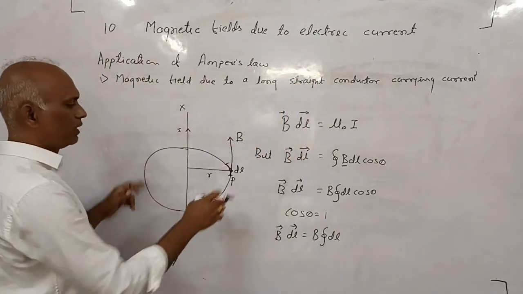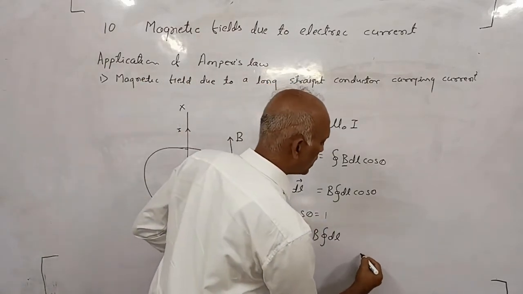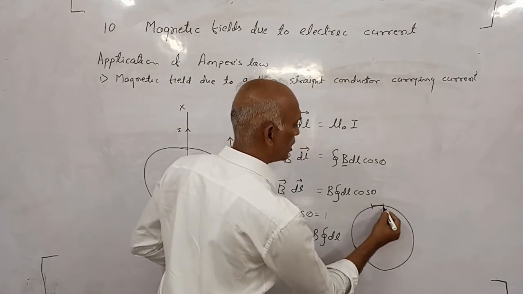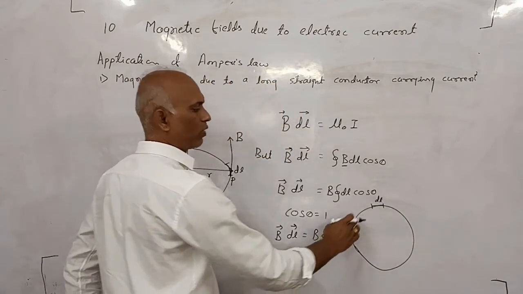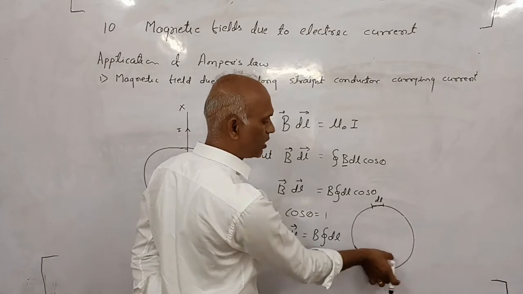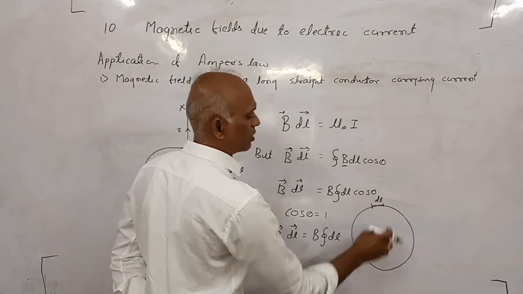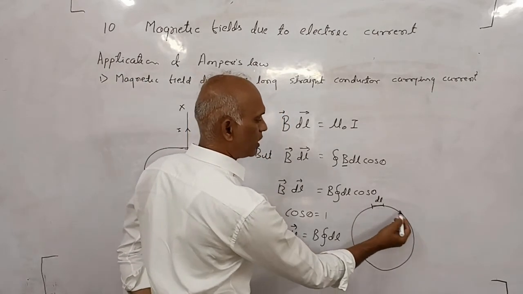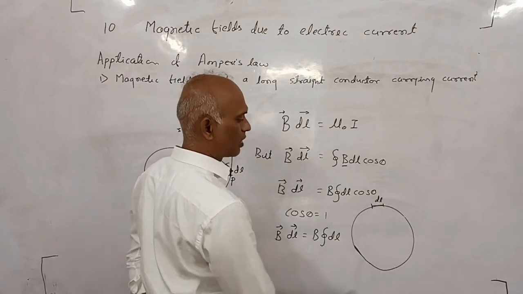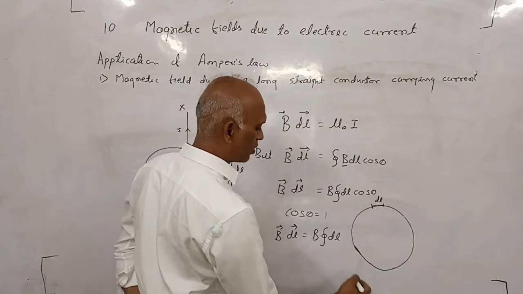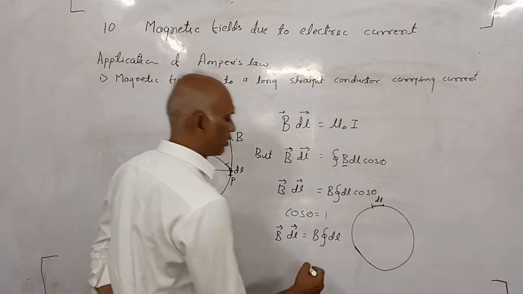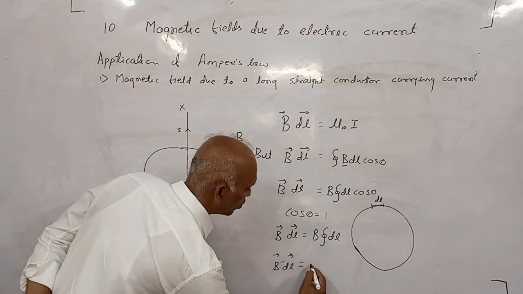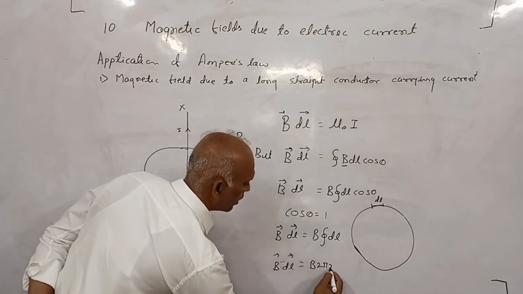Now this Amperian loop is nothing but a circle. So if this is the circle and the small element is dl, and we take the integration over this whole circle, we have to add all these dl elements. Now when we consider this as a circle, adding all these dl gives the circumference of the circle, which is 2 pi r. So this equation will become the integral of B dl is equal to B 2 pi r.